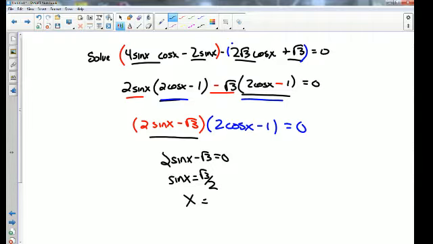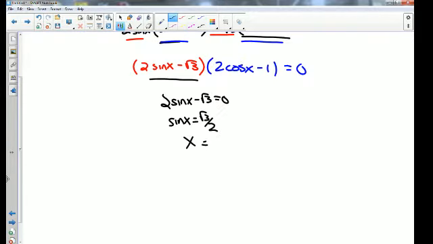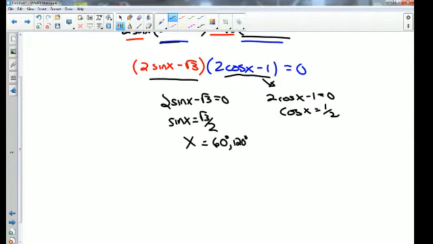where's sine √3 over 2? In degrees or radians? I don't think I specified. You did not. Oops. So choose. Okay. 60? 120. Okay. So where is cosine 1 over 2?